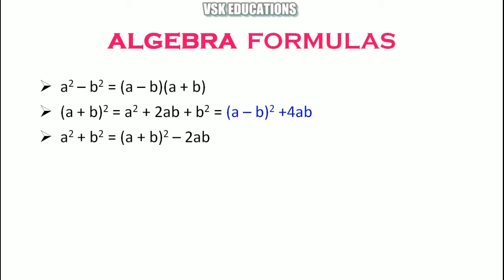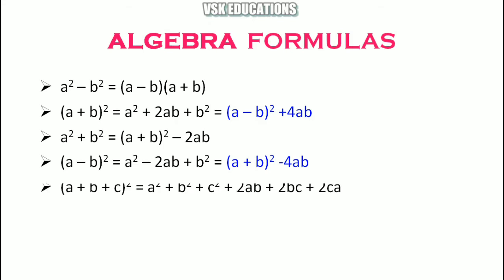In actual use, we are using only a square plus 2ab plus b square. But in simplification, we need to use the formula a minus b whole square plus 4ab. Sometimes only, not every time. a square plus b square is equal to a plus b whole square minus 2ab. a minus b whole square is equal to a square minus 2ab plus b square, is equal to a plus b whole square minus 4ab.